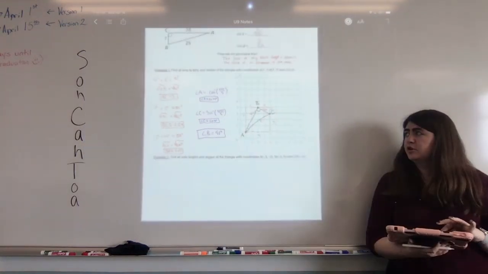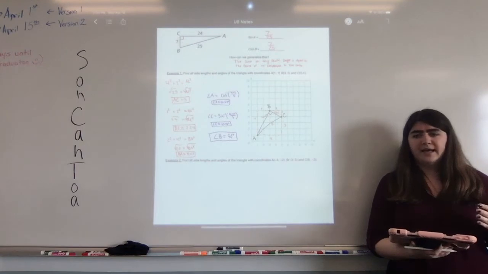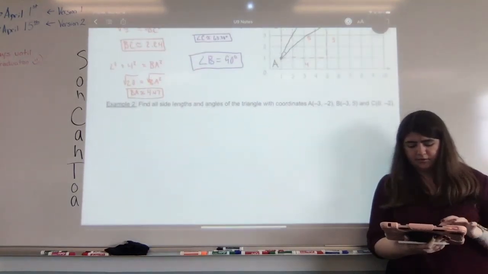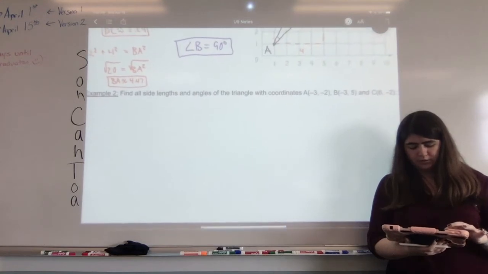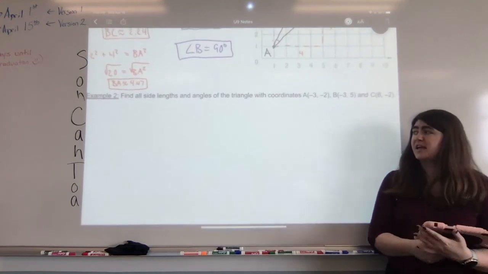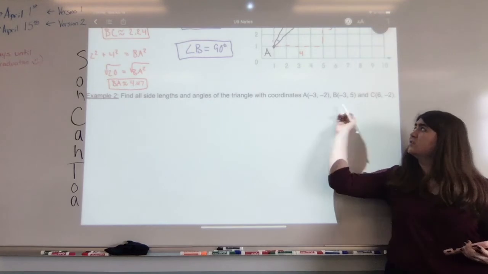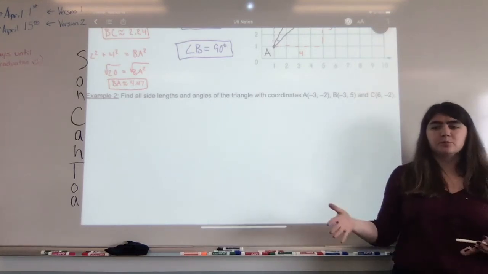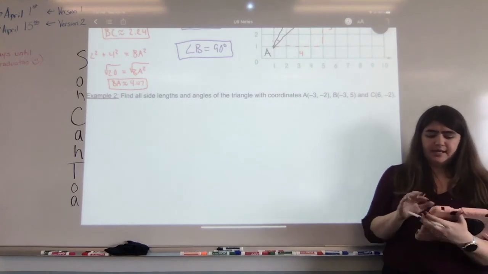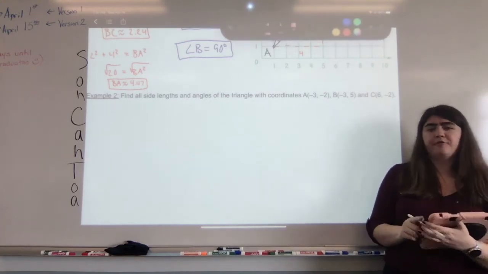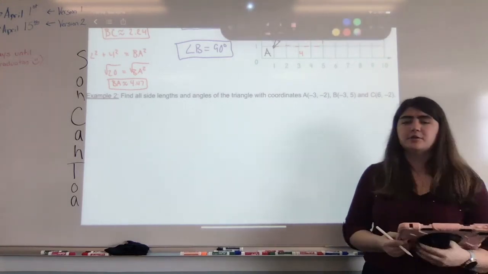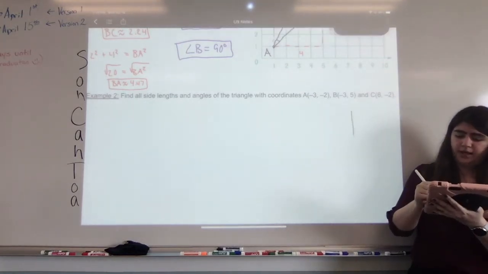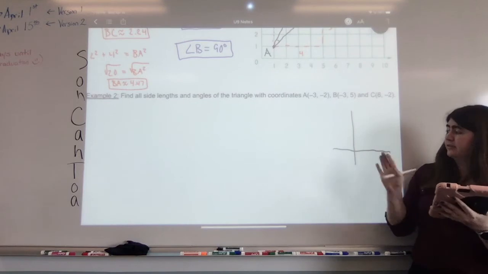So example 2 works the same way, except we don't have a coordinate plane. So example 2, we're going to talk about what you do if you need to find all side lengths and angles of a triangle with these coordinates, but you don't have a graph. The first thing that I'm going to do is draw an approximate graph. So I'm not actually going to plot any of these points. I'm just going to draw a coordinate plane, kind of just like this.